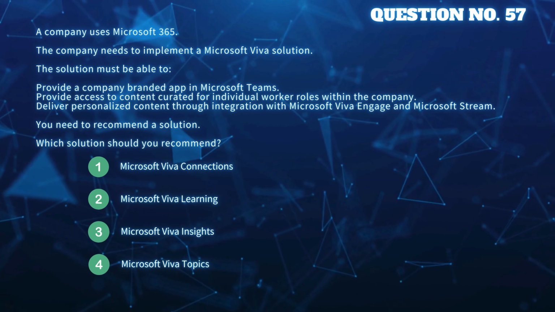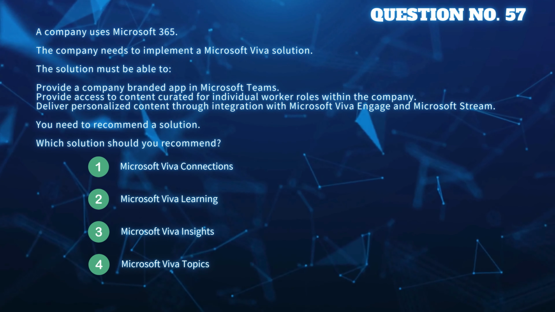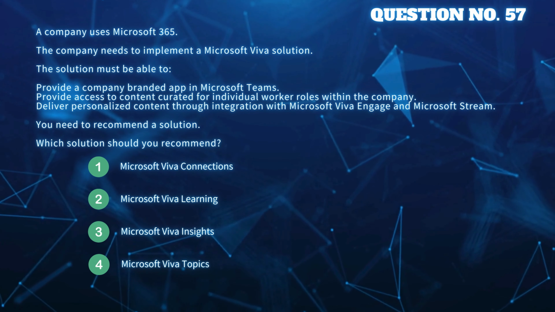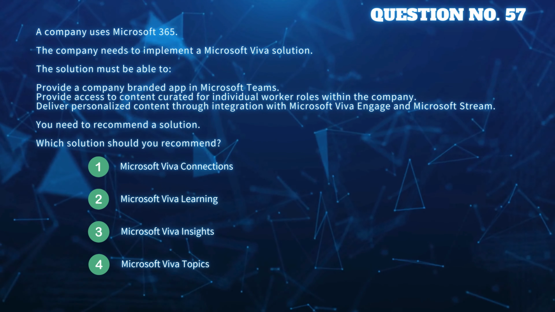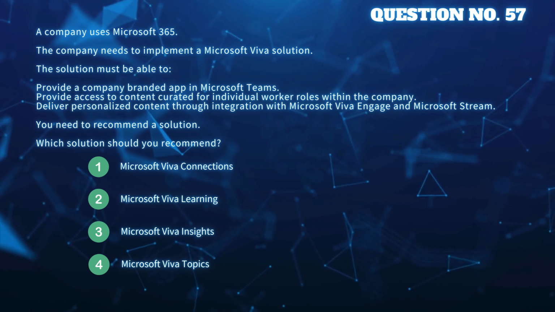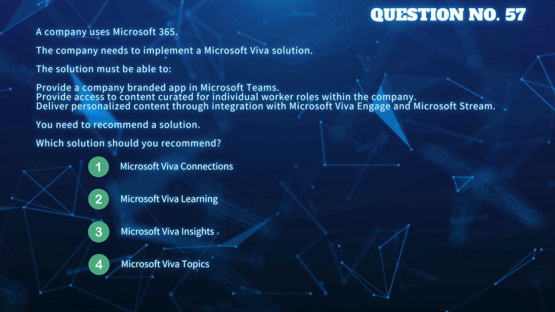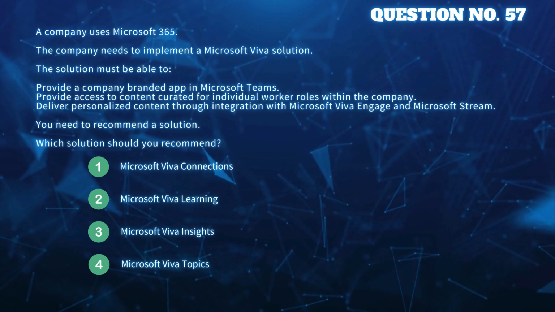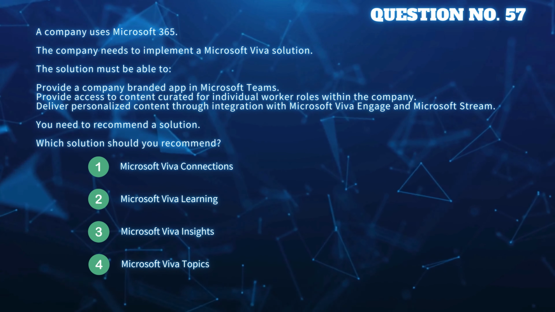Question 57. A company uses Microsoft 365. The company needs to implement a Microsoft Viva solution. The solution must be able to provide a company-branded app in Microsoft Teams, provide access to content curated for individual worker roles within the company, deliver personalized content through integration with Microsoft Viva Engage and Microsoft Stream. You need to recommend a solution. Which solution should you recommend?